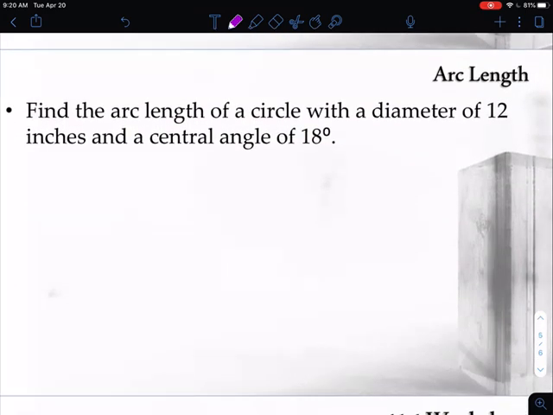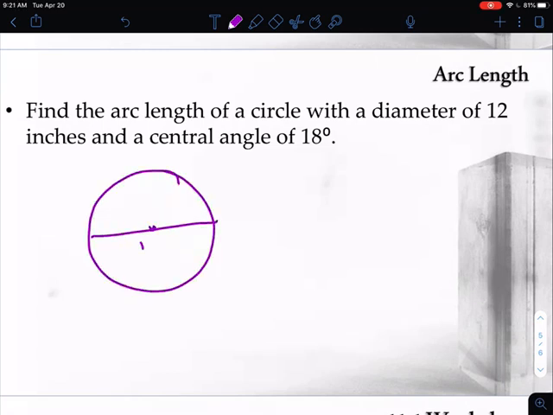Or they might give you a description of the picture. In this case, we have a circle with a diameter of 12, and it has a central angle of 18. Somewhere in the picture, it doesn't matter where, we have an angle coming from the center, and it's going to have an 18-degree measure. What they want is the arc length for that particular arc. If I want the arc length, I'm just going to use AL as an abbreviation. I need the angle measure, which is 18, over 360, times 2 times pi.